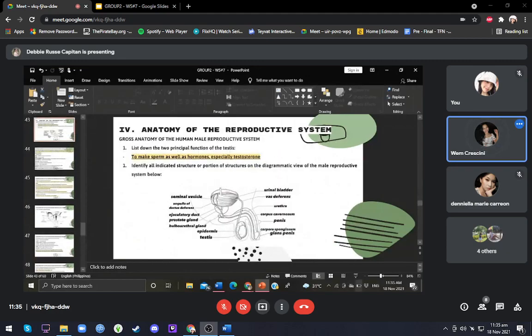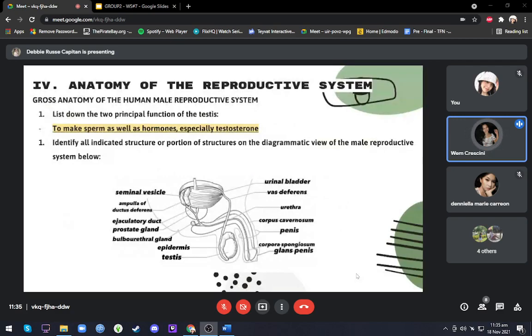Okay, the anatomy of the reproductive system. So it is the gross anatomy of the human male reproductive system. Number one, list down the two principal functions of the testis. It is to make sperm as well as hormones, especially testosterone. And then number two, identify all indicated structures or portions of structures in the diagrammatic view of the male system.